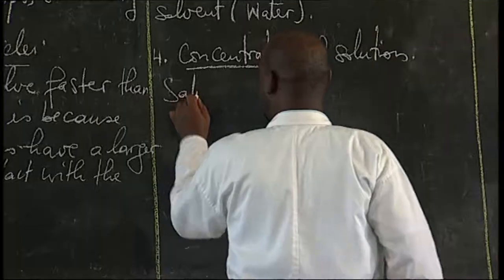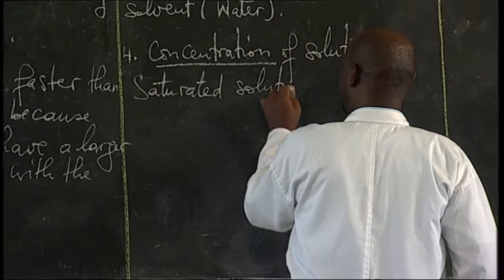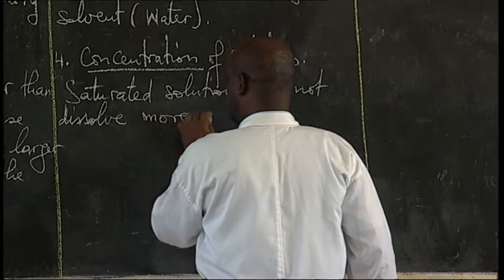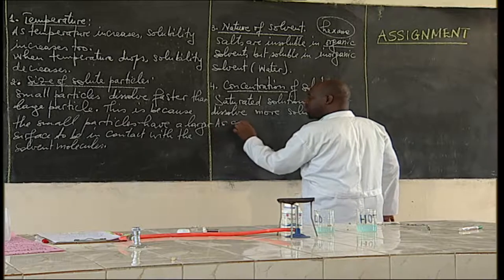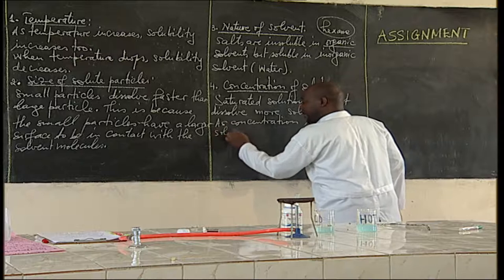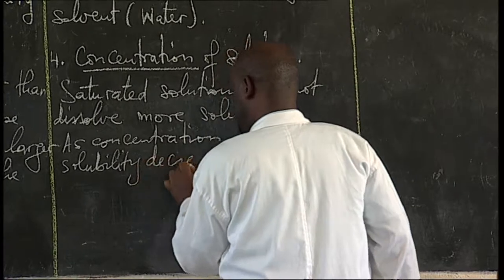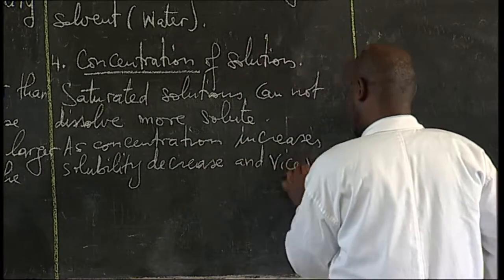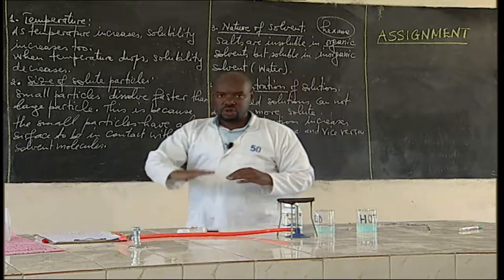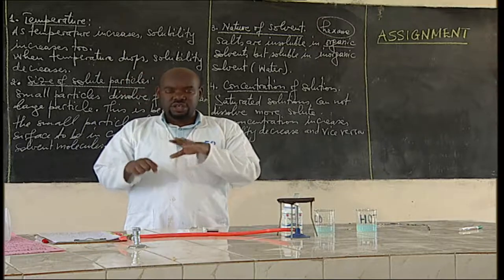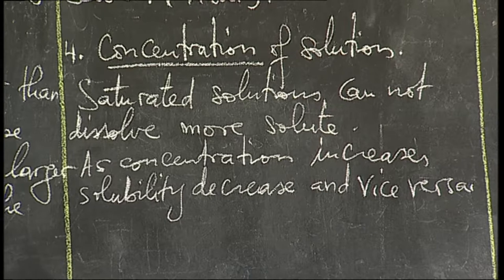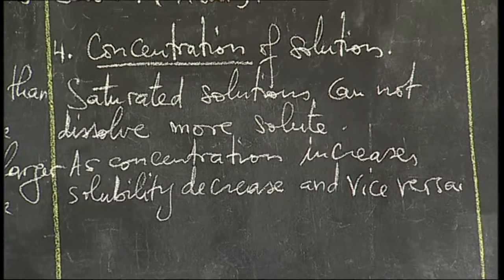Concentration of solution: saturated solutions cannot dissolve more solute. So as concentration increases, solubility decreases, and vice versa. So if the concentration increases, the solubility will decrease. But if the concentration decreases, then solubility increases. As the amount of solute is decreased, or if you have a small amount of solute in a given solution, then you can dissolve more solute. But if you have already dissolved more solute, it will be very hard to dissolve more and more excess solute.